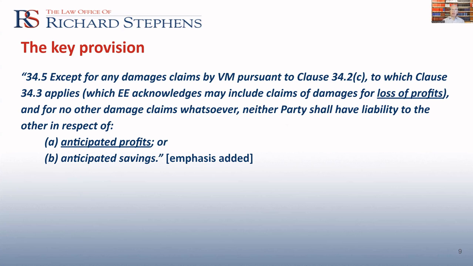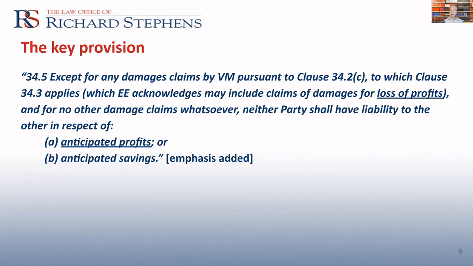Except for any damages claims made by Virgin Mobile pursuant to clause 34.2(c), to which clause 34.3 applies, which EE acknowledges may include claims of damages for loss of profits, and for no other damages claims whatsoever. And then it goes on with the exclusion that I've just described. So there is a carve-out in which Virgin Mobile can make a claim for loss of profits. And it's set out there, 34.2(c) and 34.3.